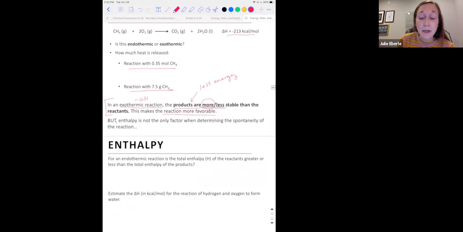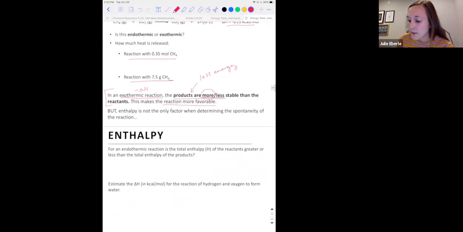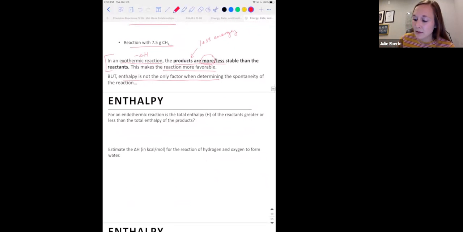So we're going to look at the second piece today. All right. Enthalpy is not the only factor when determining spontaneity. So what is the second piece?